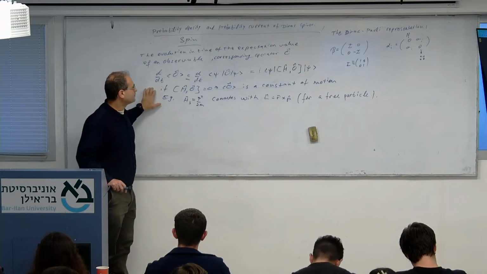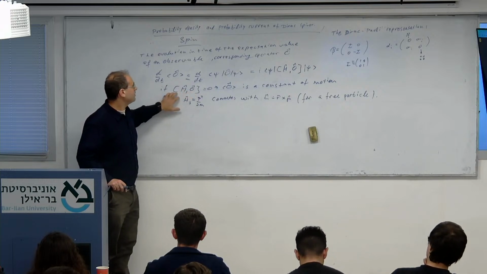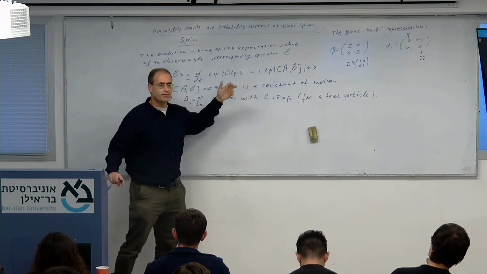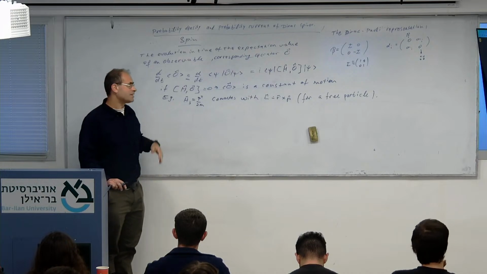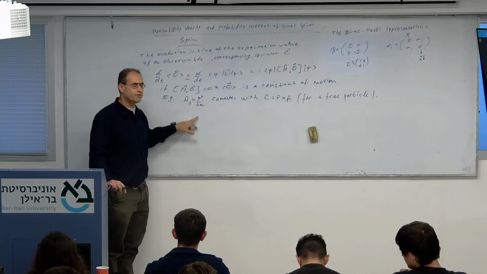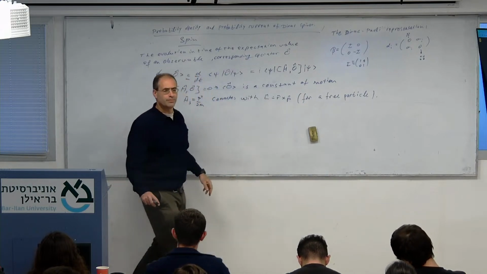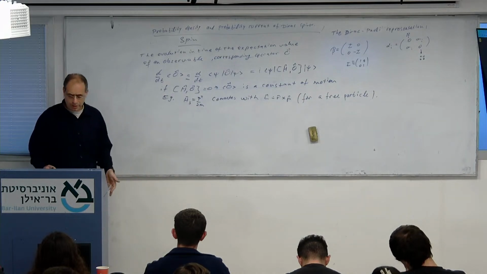So, in other words, if the operator commutes with the Hamiltonian, then it's conserved. It's a constant of motion. Example: in Schrödinger's equation, the Hamiltonian, which is p squared over 2m, commutes with the angular momentum for a free particle. Which means that for a free particle, the angular momentum is conserved.